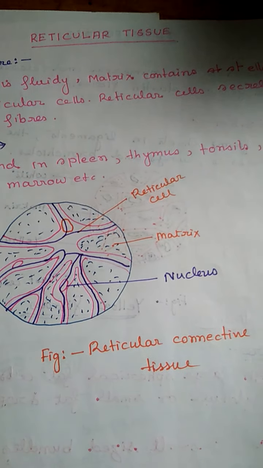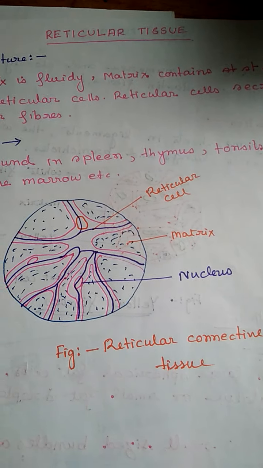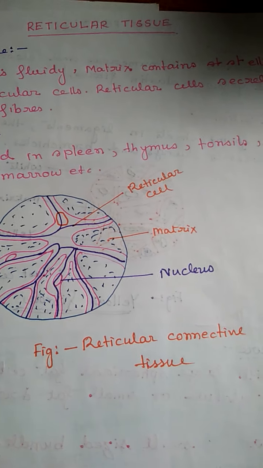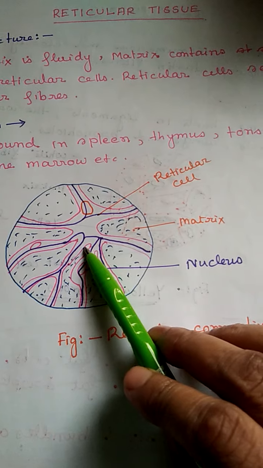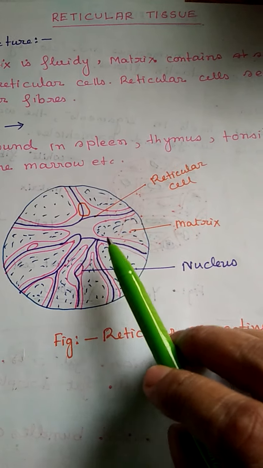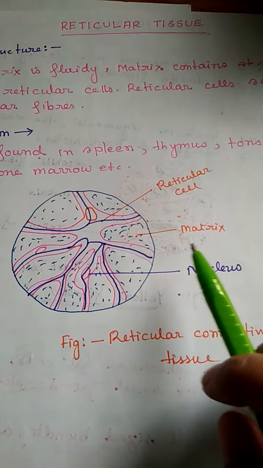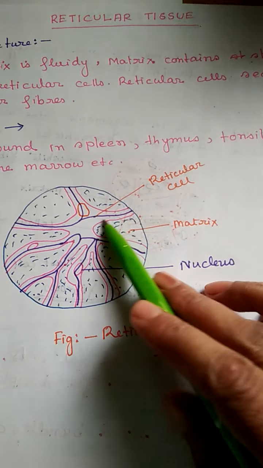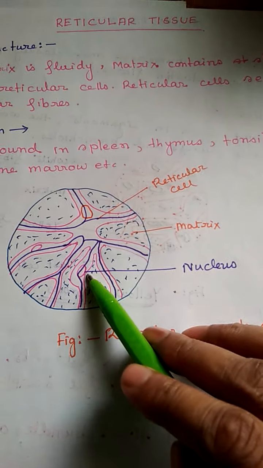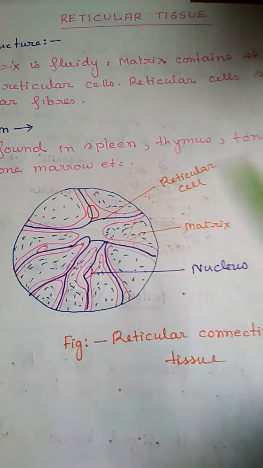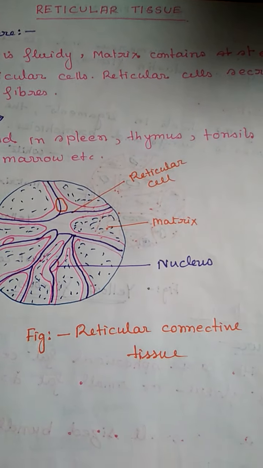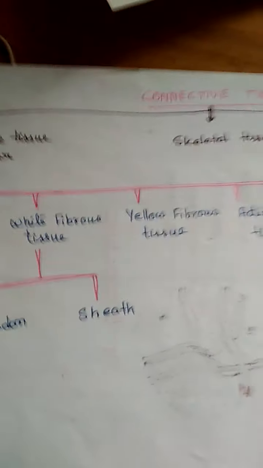And reticular cell. Reticular cell secretes reticular fibers. Now where is it present? It is present in the spleen, thymus, tonsil, lymph, liver, bone marrow. This one is the reticular cell, this part is the matrix, and these are the nuclei. This is all about reticular connective tissue.